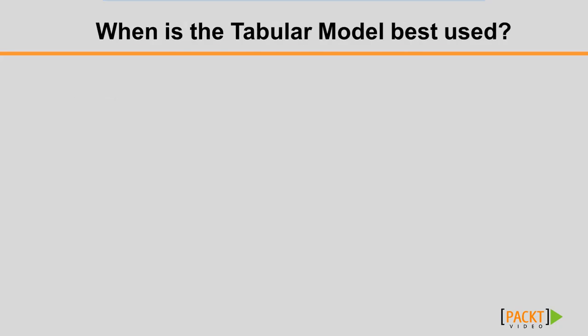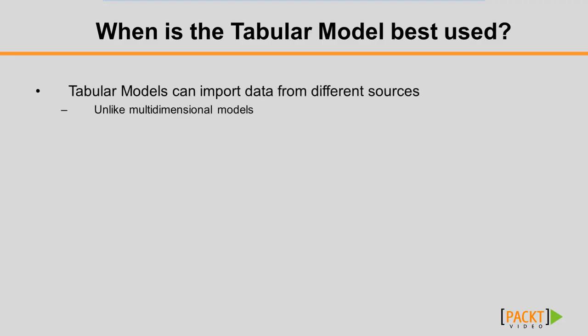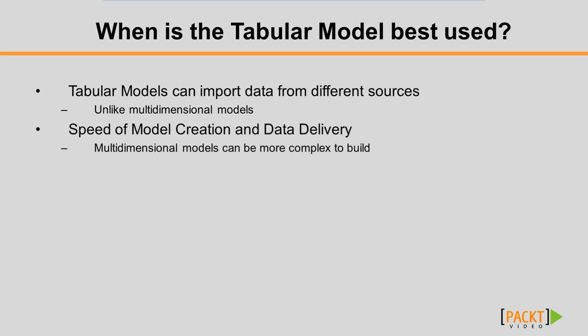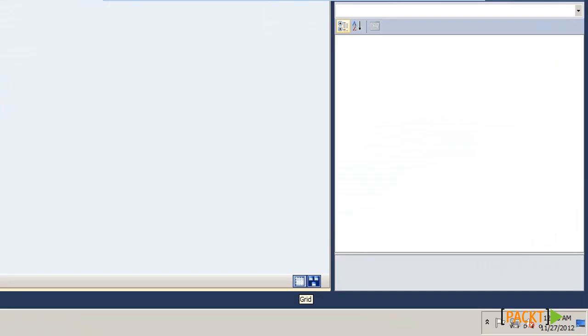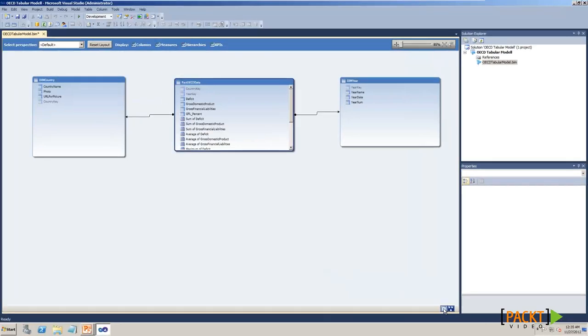Tabular models are best used when you want to import data from disparate sources and combine it in one cohesive model. Tabular models are often used for speed of model creation and delivery of the data. Here, we will see how the data is imported to the model. Here is the model in diagram view. You can change it to grid view by selecting Grid down the bottom right-hand side of the pane.